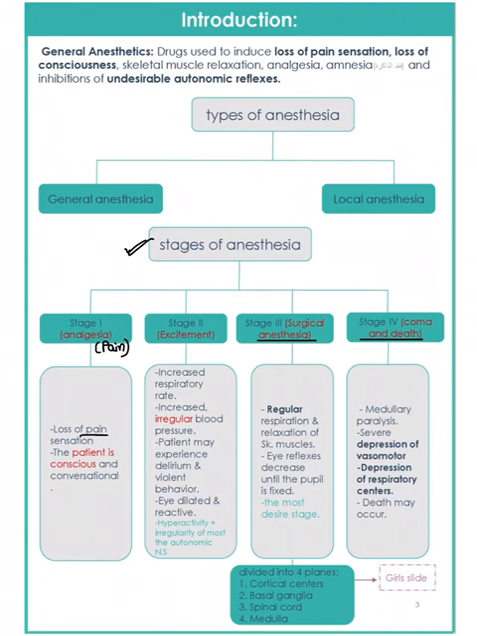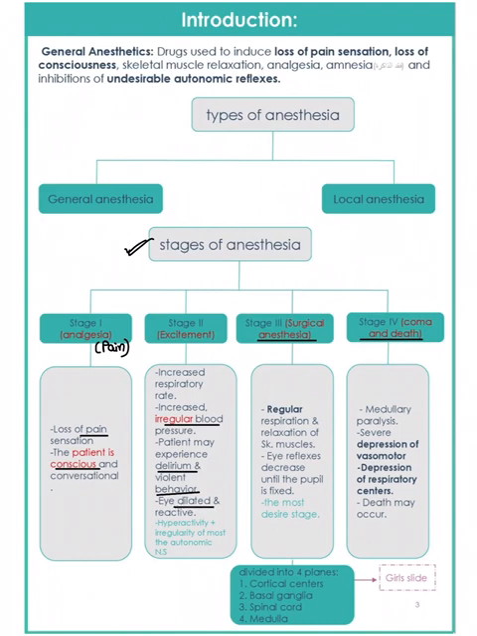If you want to remember, see, stage 1, there is loss of pain. Patient is conscious. Now stage 2, patient has excitement. So what will happen? There will be irregular blood pressure, guys. He may experience delirium and violent behavior, like after alcohol, you hit your head somewhere or you run here and there. Eyes become dilated and hyperactive, guys.